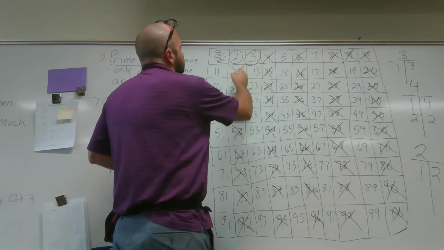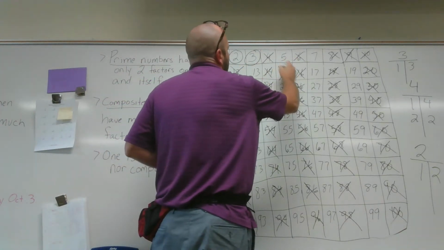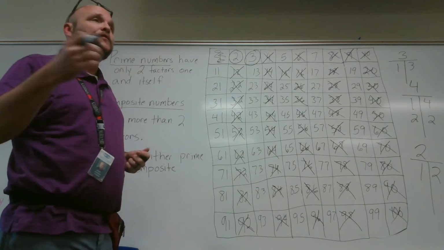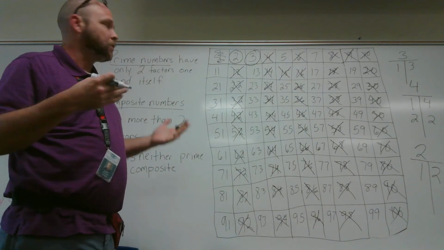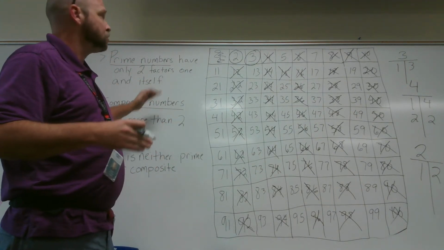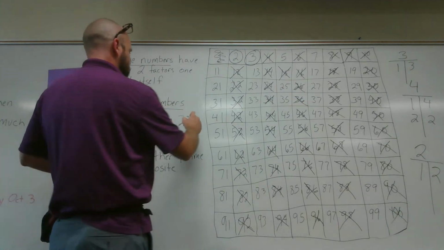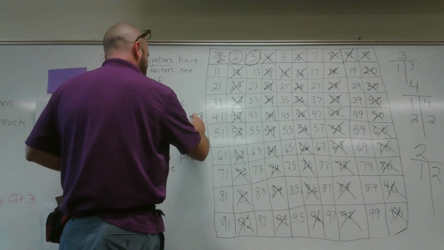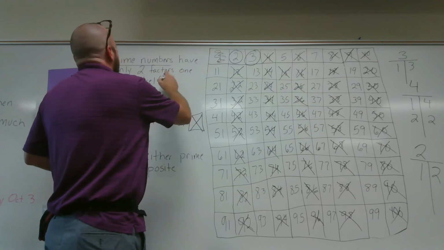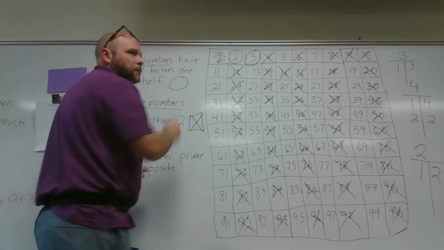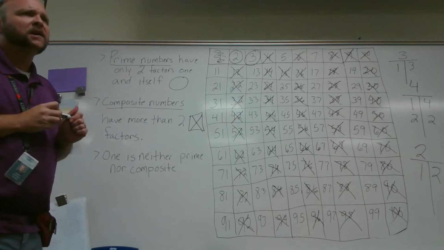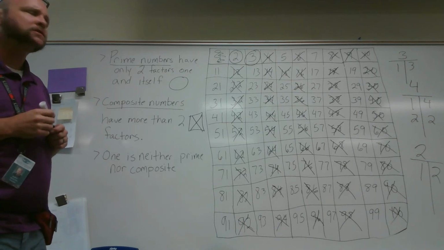9, 10, 11, 12 is already crossed off. 13, 14, 15. Because 15 is 1 times 15, 3 times 5. So it is composite. So we're crossing off every composite number. Let's just put that right there: composite numbers have an X on them. Prime numbers are circled.